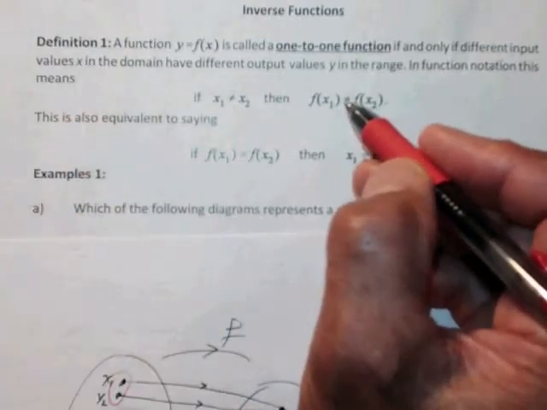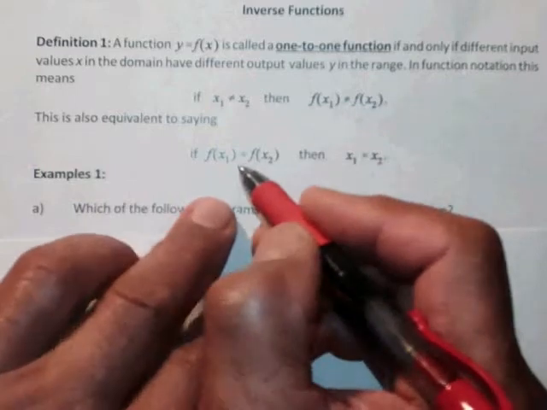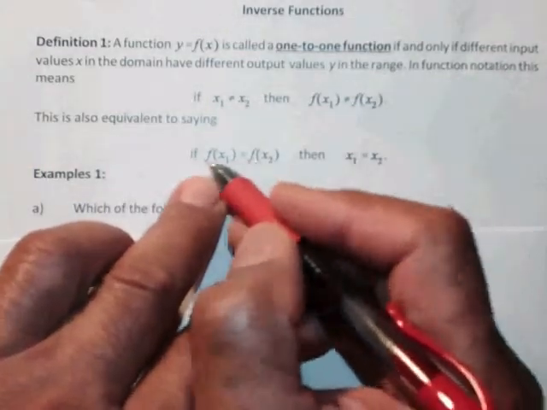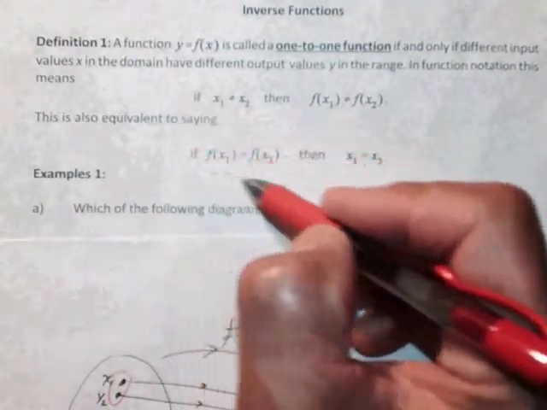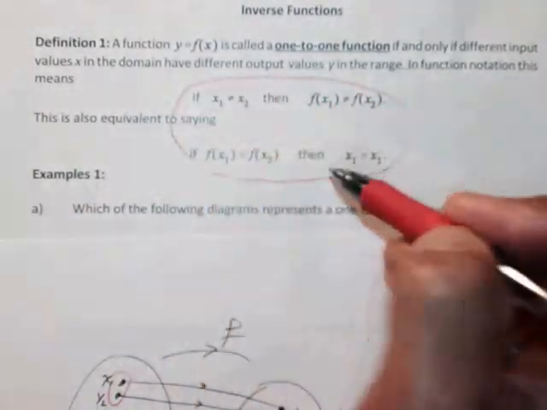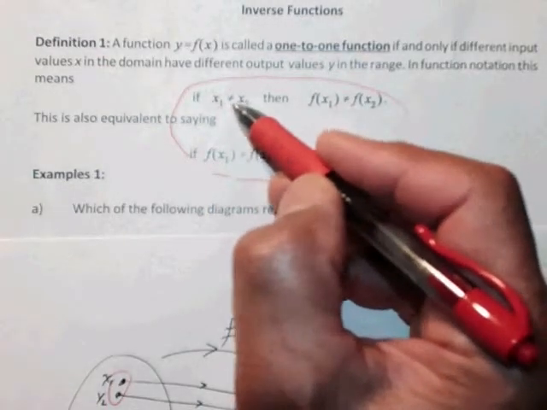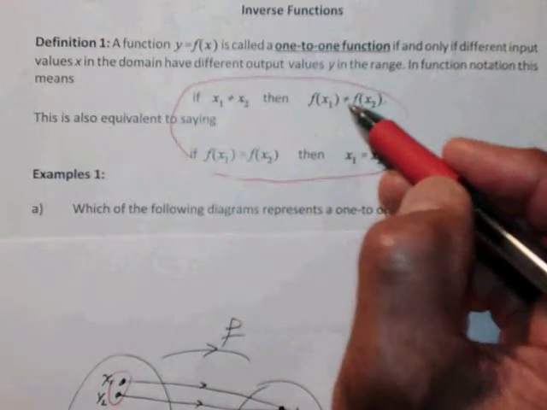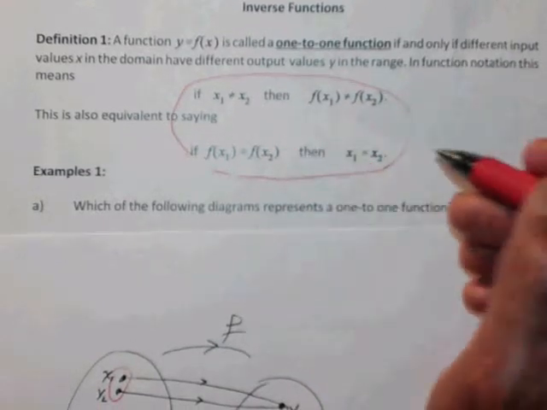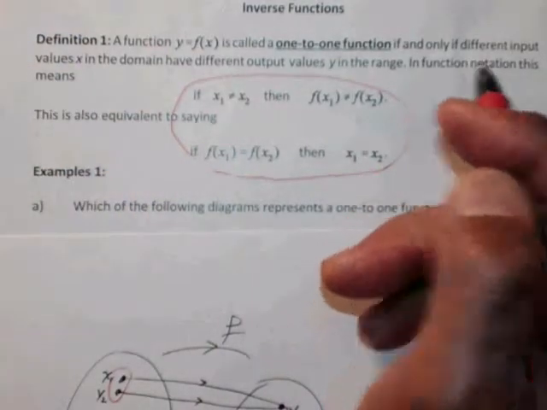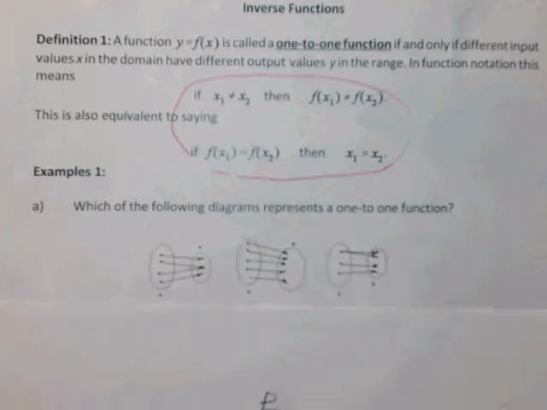Therefore, the contrapositive of that, if you want to say it differently: if their y's are equal, then the x's must be equal. These are actually saying the same thing. If two x's are not equal, their y's are not equal either. If the y's are equal, then the x's must be equal. So these are basically the same concept. That's what a one-to-one function is all about.